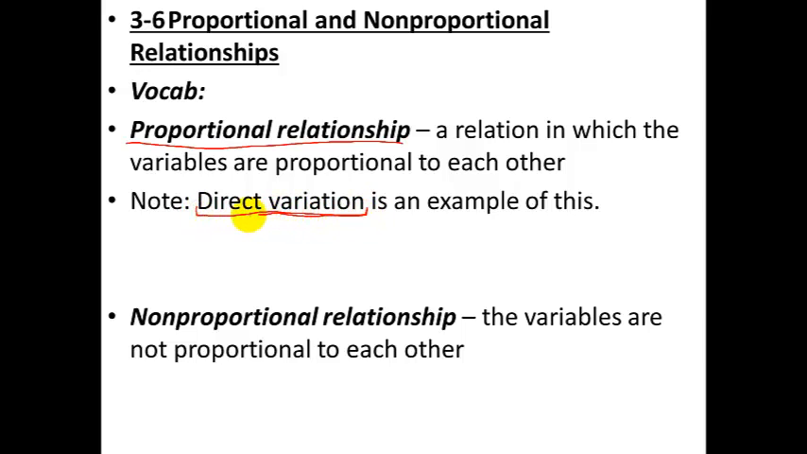That means when one variable increases or decreases by a certain ratio, the other goes up or down by the same ratio. So a non-proportional relationship, pretty obviously, is one in which this is not true. They're not proportional to each other. Okay, so we're going to look at some examples of both of these.